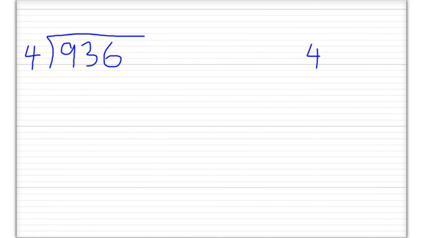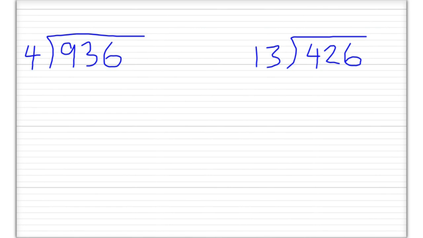Let's move on to some long division. We'll have 936, and we will divide that by 4. Then over this side we might have a slightly more complicated problem: 426 divided by 13. Let's start with the one on the left hand side. We have 936 divided by 4.